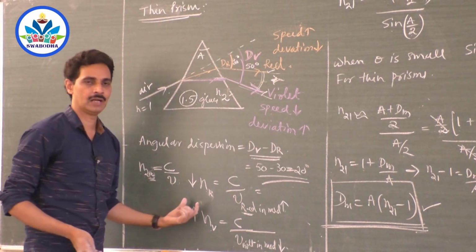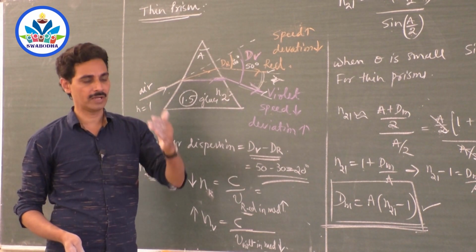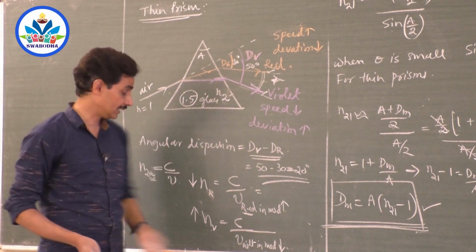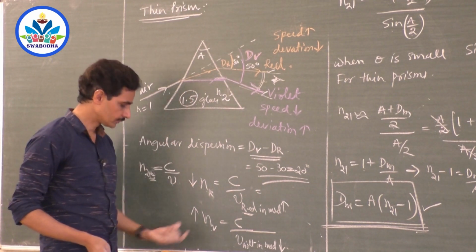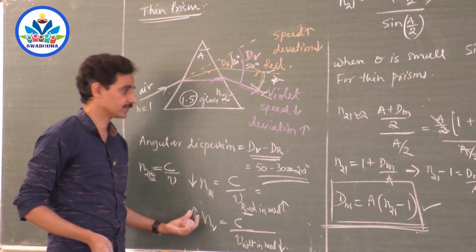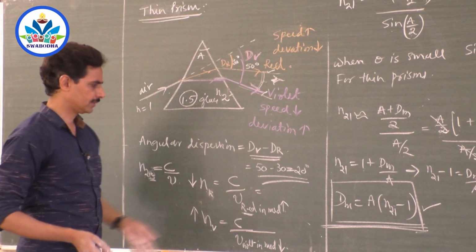But this relation: more velocity, red for example, more velocity, least deviation, and least refractive index. Violet, least velocity, most refractive index, most bending. This should be very important for extreme colors.